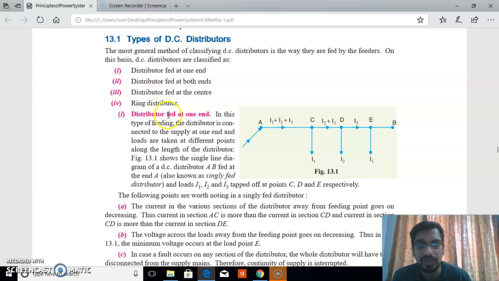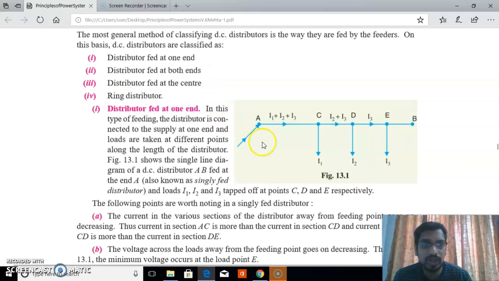So we move into the distributor fed at one end. You can see figure 13.1. Distributor fed at one end means we provide the electrical supply at one end of the distributor. Here AB is the distributor, and we energize the distributor by providing the supply at the point A. That's why it is named distributor fed at one end. The supply is provided at one end of the distributor, at point A or point B.